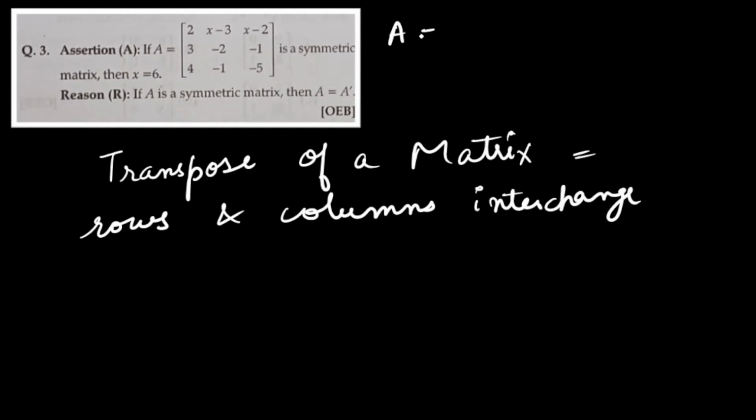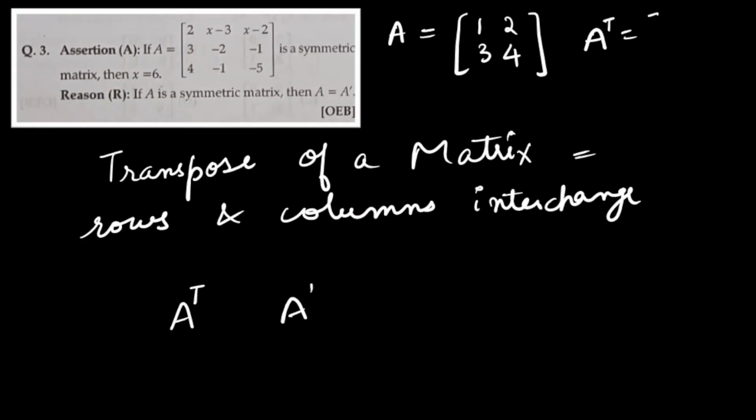Suppose A matrix I have 1, 2, 3, 4. So A transpose I can also write as AT or A dash. Both ways we can write. So how will I write A transpose? Because I told you rows and columns will interchange. Now this is the row, this will become column. This is the row, this will become column. So this is the meaning of transpose.